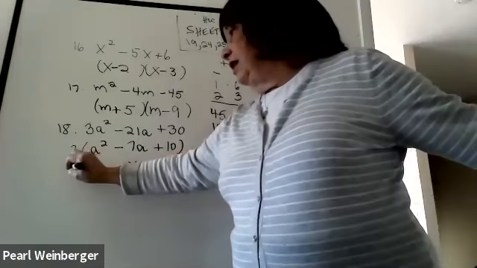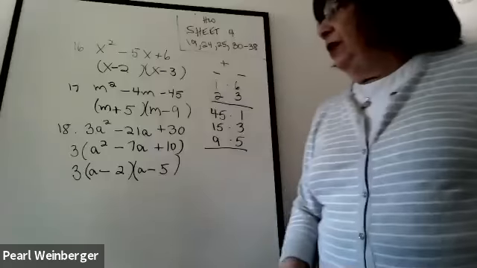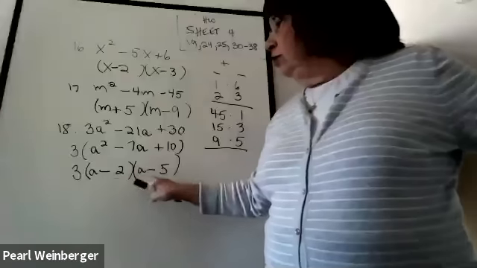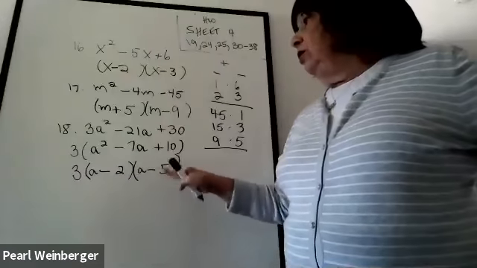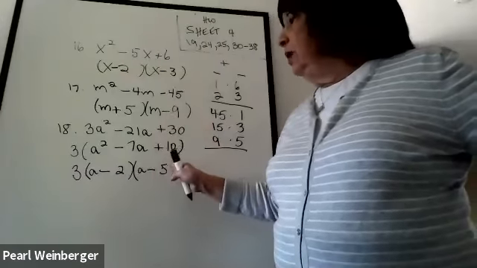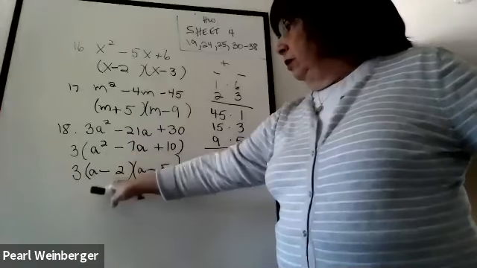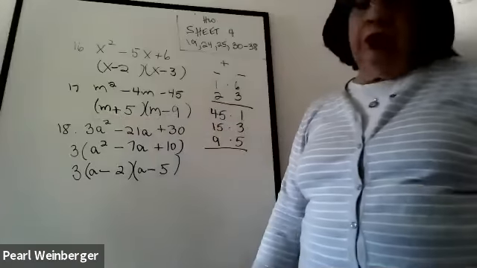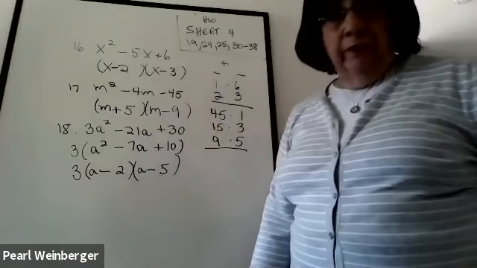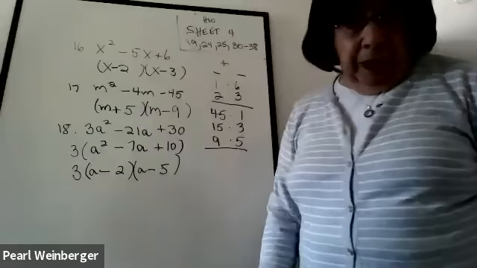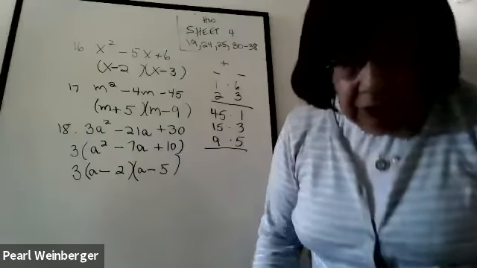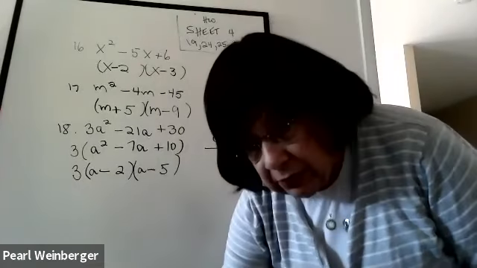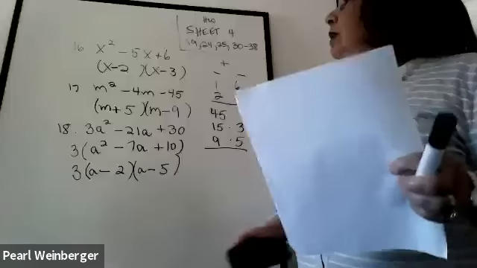And don't forget that 3 that was out there from before. So this becomes factored as 3, a minus 2, and a minus 5. Again, you could always check your answers by multiplying using FOIL your 2 binomials and then multiplying by the 3 and see if you get back to what you originally were given. Okay. Any questions about any of these? Okay, let's go on to the next.